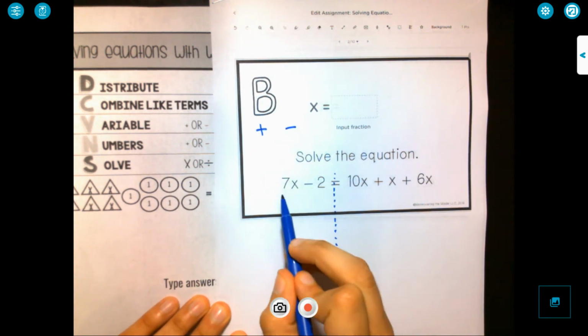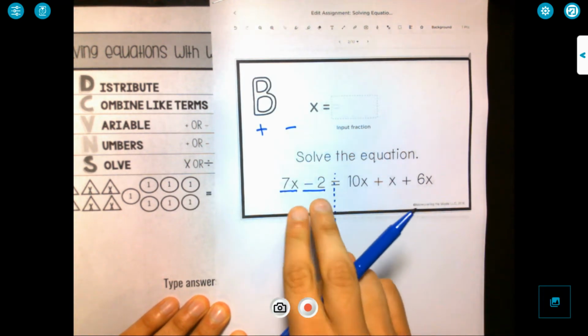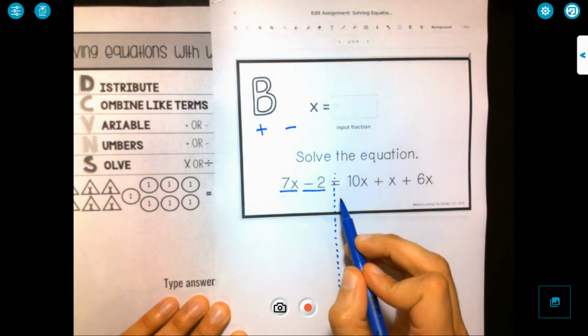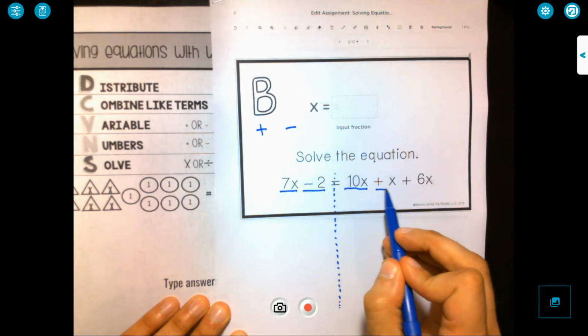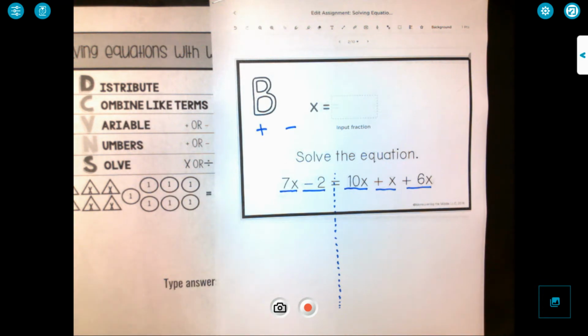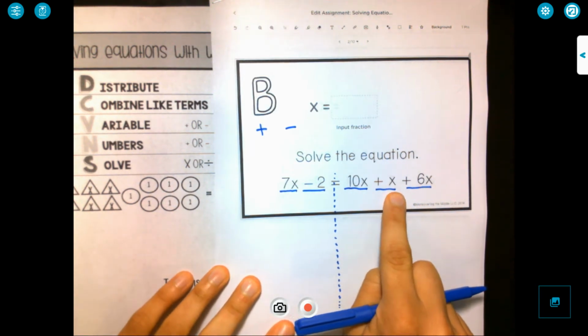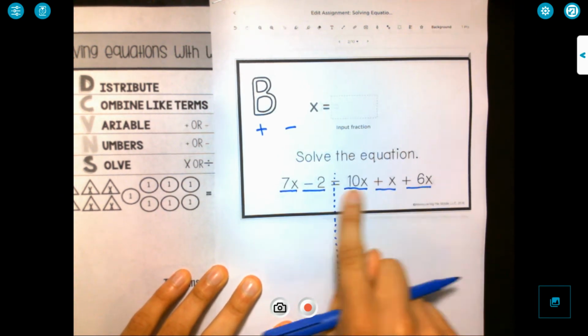Here's a negative sign, so that means 7x is its own term, and minus 2 would be its own term. So this side has two different terms. On this side, we have two plus signs, so 10x would be its own term, positive x would be its own term, and positive 6x would be its own term. When we're combining, we either combine the constants, the numbers that are by themselves, or if there's two different variables in separate terms, then you combine those. Like 10x plus x and 6x. These are all x's, the same variable, so we would combine those.